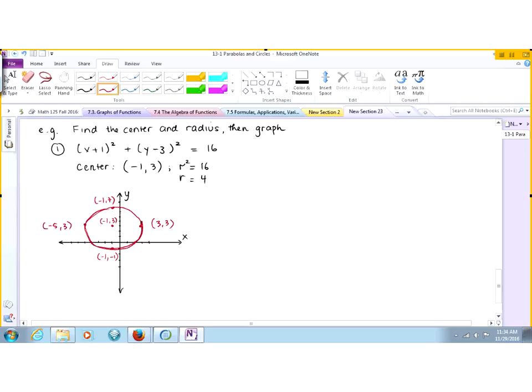Oh, this one doesn't look round. Just try your best, right? Just don't draw a diamond. Yeah. Then you're done. Doable? Yes. Number 2.